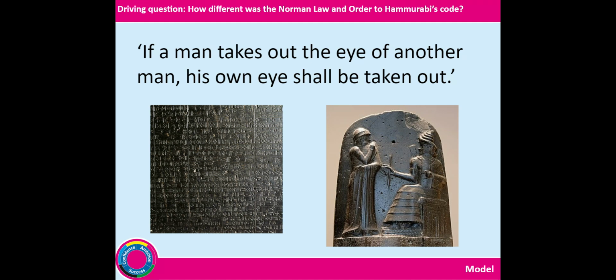The best known law was an eye for an eye. It said, if a man takes out the eye of another man, his own eye shall be taken out. And this is where the famous phrase, an eye for an eye, comes from. Most of the laws were similar. Like if you break someone's teeth, you have your teeth taken out. Or if you break their bones, your bones are broken in return. Most of these punishments fit the crime or were similar to the crime that had taken place.